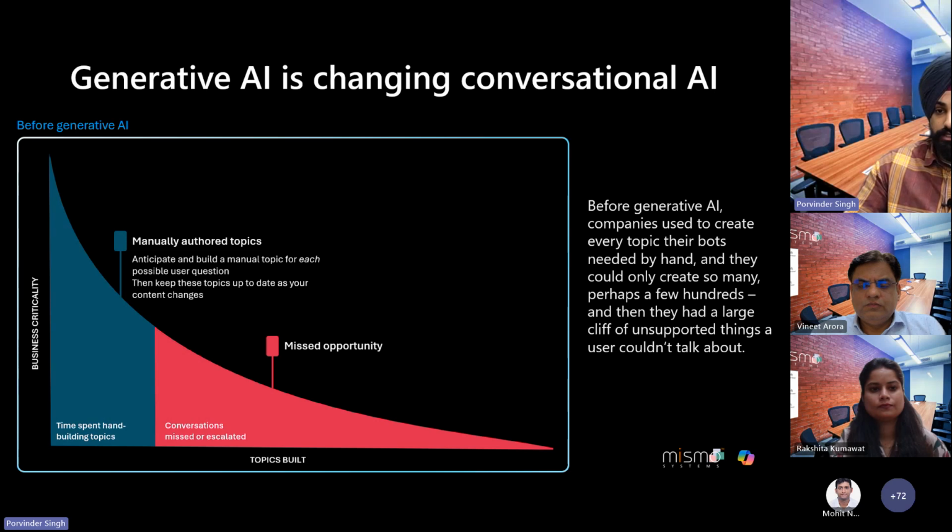In such scenarios, the virtual agent was not able to answer the user's question. And there were a lot of missed conversations, which led to a lot of escalations.